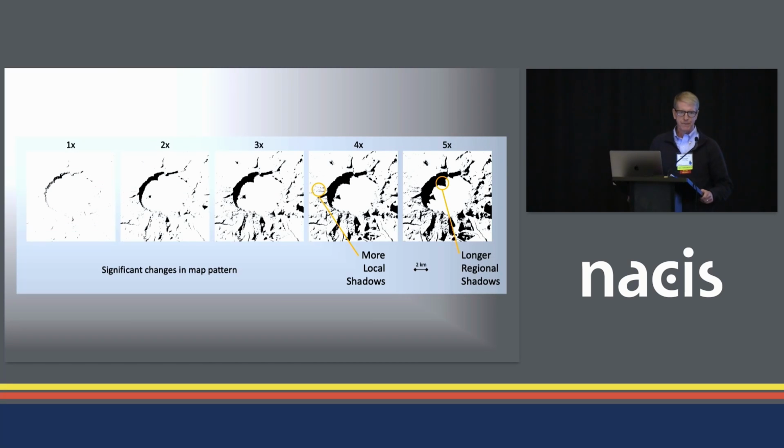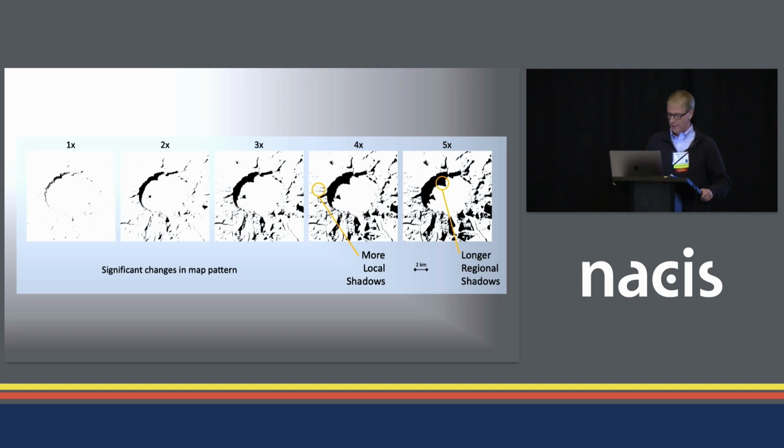But shadows are much different. With shadows, as you increase the vertical exaggeration, two main things will be going on. Your big landforms would get longer and longer shadows, and these things could be kilometers long by the time you get up to 5 times vertical exaggeration. And also, you would just get more and more small local shadows. And we can see those appearing as we move from left to right across this.